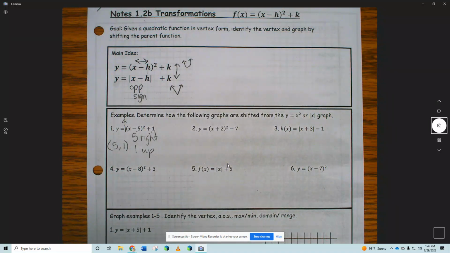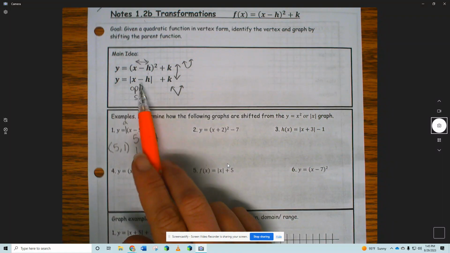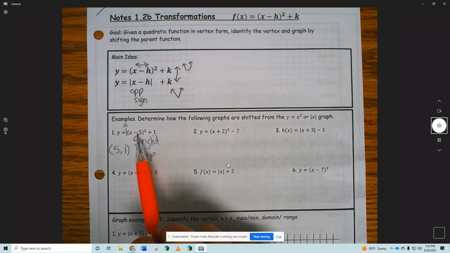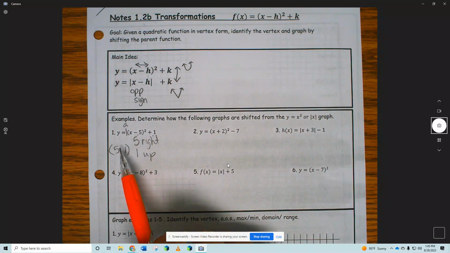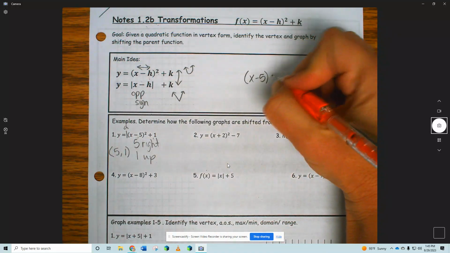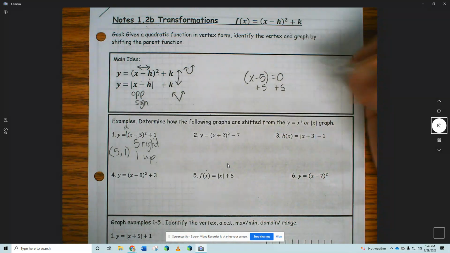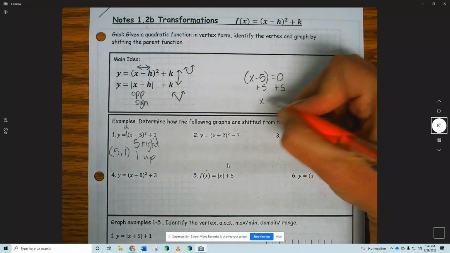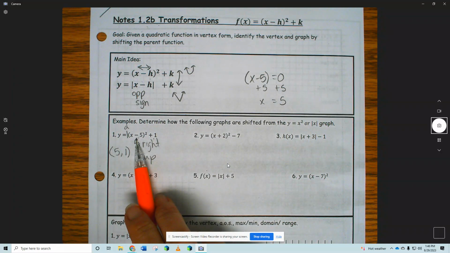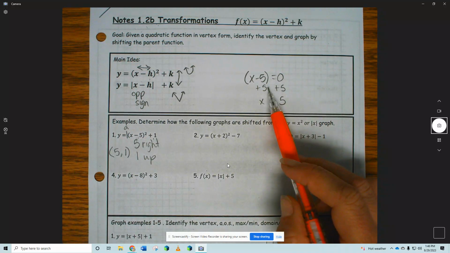How would it be a positive 5? Because remember, in parentheses, it's the opposite sign, or in absolute value, it's the opposite sign. So that's why it's a positive 5, even though I see a subtraction. Remember when I had this for factoring, and you solved for 0, and you had to add 5, and your answer ended up being the opposite sign. This is in a parentheses, this is in a bracket. It's the opposite sign because of the zero product property.